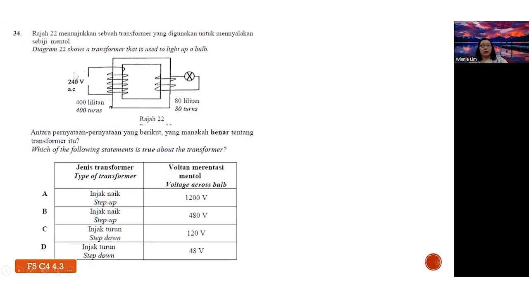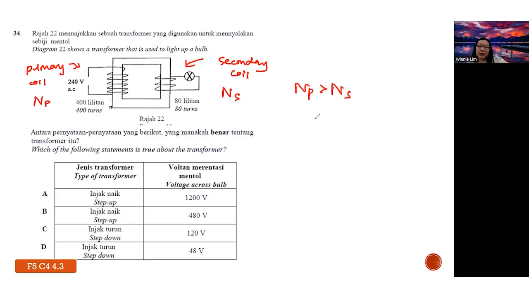Then 34. This is under Chapter 4, Transformer, from Form 5. Which of the following statements is true about the transformer? Left side, this is the primary coil, the one on the left side. Then this is the secondary coil. If you notice the numbers, this is NP, this is NS. NP is more than NS, or NS is less. That means this is a step-down transformer. So this one is wrong.